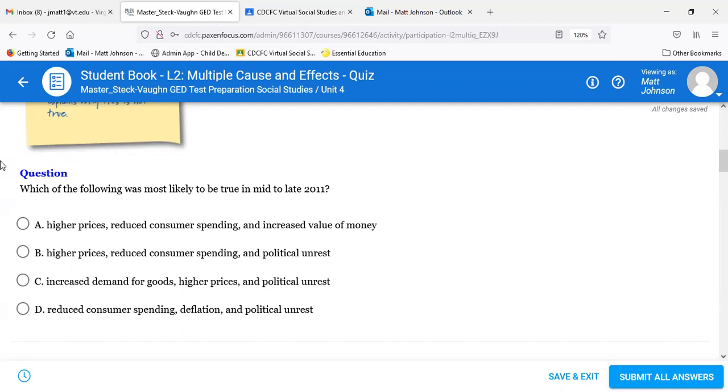It says, which of the following was most likely to be true in mid to late 2011? A, higher prices reduce consumer spending and increase value of money. B, higher prices reduce consumer spending and political unrest. C, increased demand for goods, higher prices and political unrest. Or D, reduced consumer spending, deflation and political unrest. Okay, so 2011 is the green one.